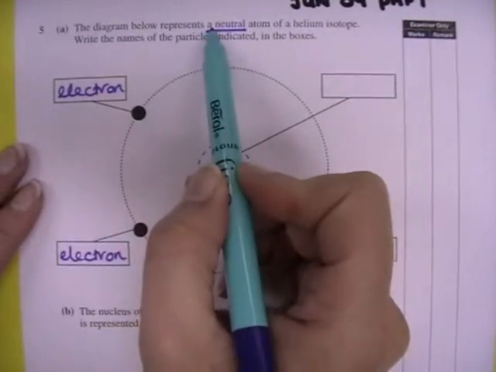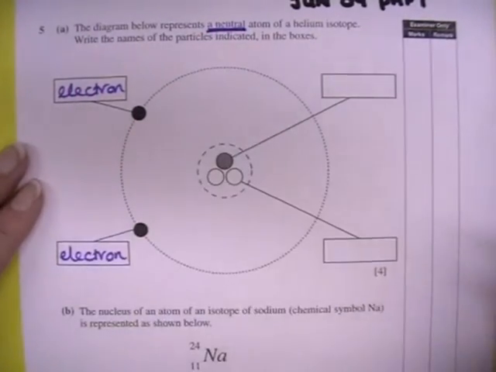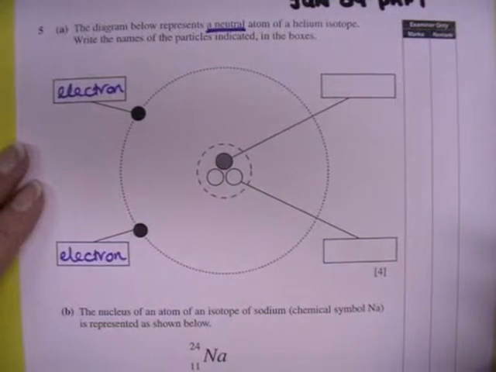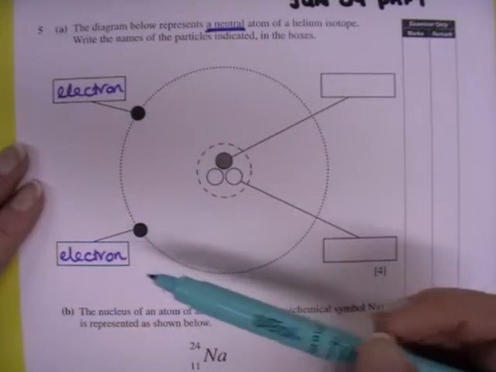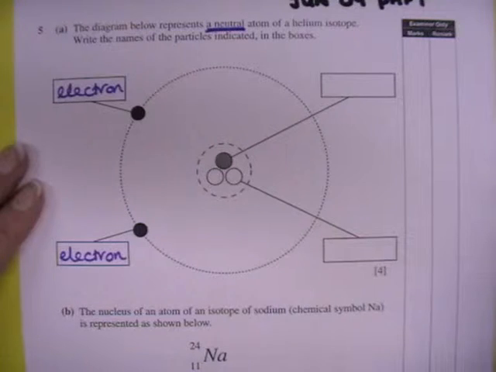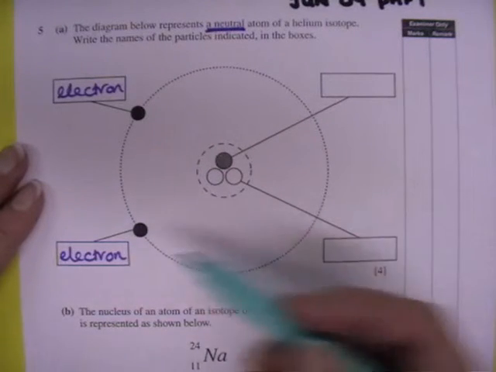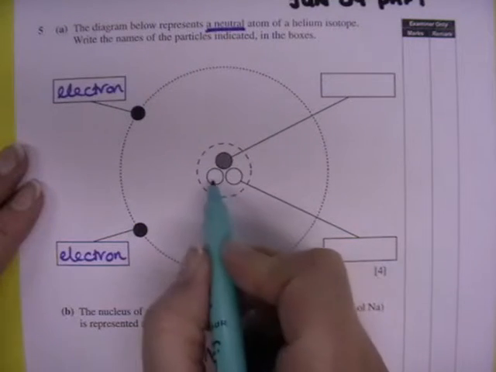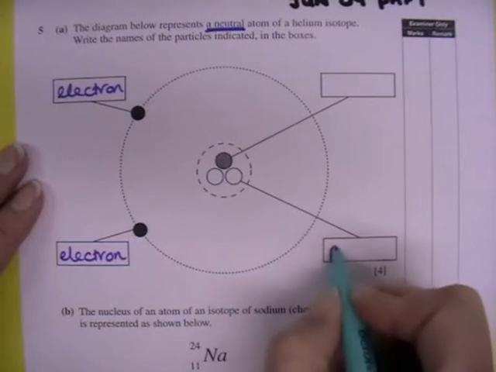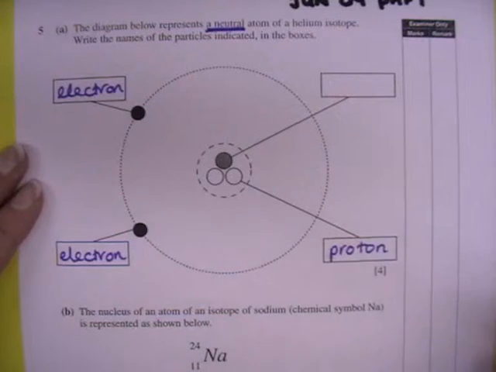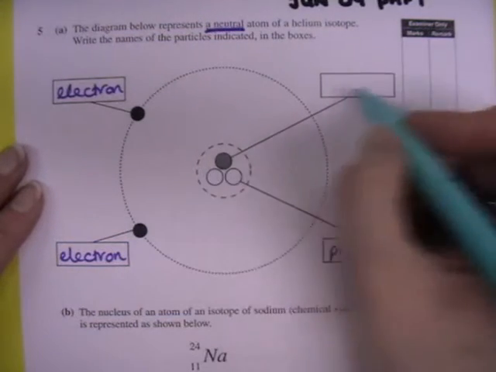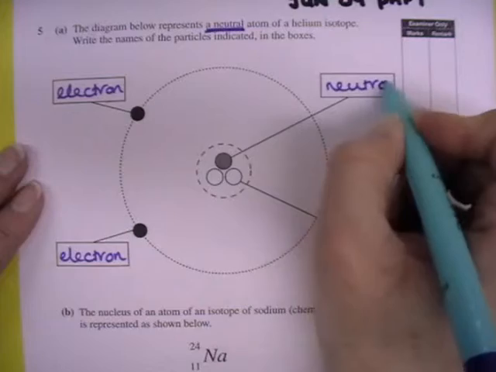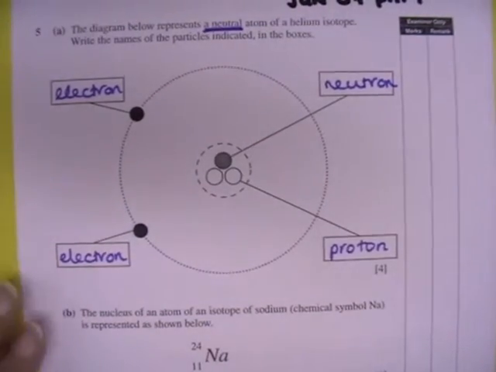The diagram below represents a neutral atom. That's the important key word there, the neutral. That means that there's the same number of electrons as protons in the atom. Now let's look at it. We have 2 electrons. That therefore means we need 2 protons to balance up the charge to make it overall neutral. Therefore, the white ones are protons, which means that the grey one must be a neutron. So by a process of elimination, we can work out each of them.